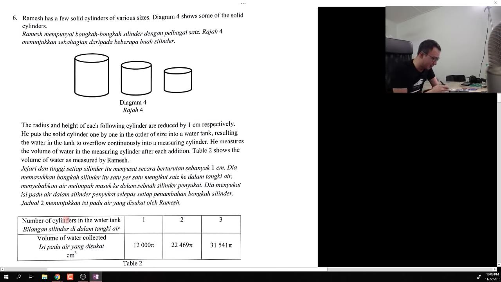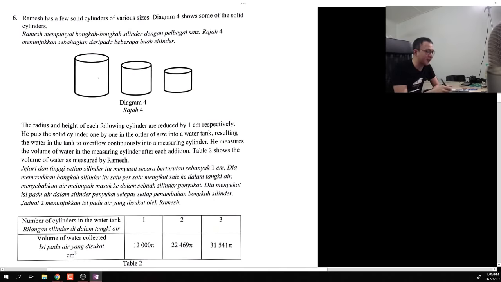Alright, number of cylinders in the water tank. So this one is 2 cylinders. This is not the second diagram. When 2 cylinders, I guess it's the first cylinder plus the second cylinder. So this one should be 3 cylinders together.